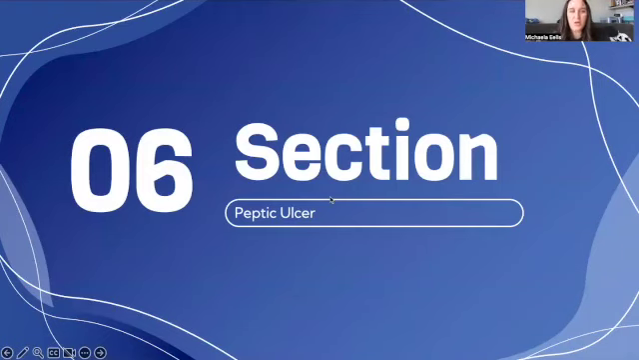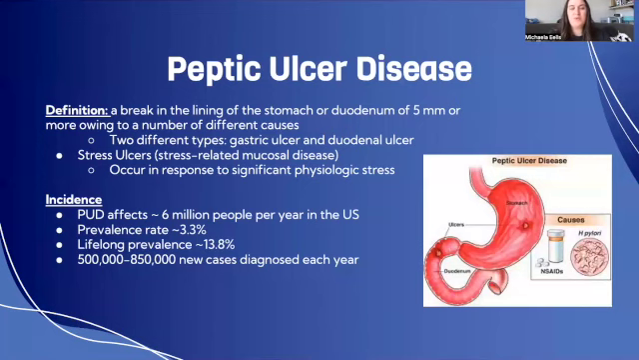Alrighty, now we are going to go ahead and talk about peptic ulcers. So the peptic ulcer definition is a break in the lining of the stomach or the duodenum of 5 millimeters or more, owing to a number of different causes, which I will get into in a later slide. There are two different types of ulcers. There's the gastric ulcer and the duodenal ulcer. There's also stress ulcers that occur in response to significant psychological stress.